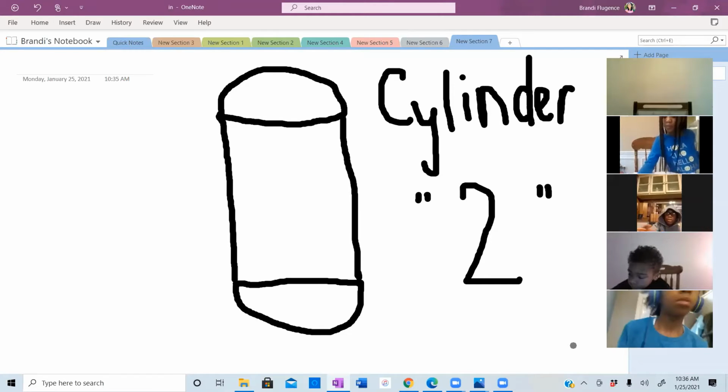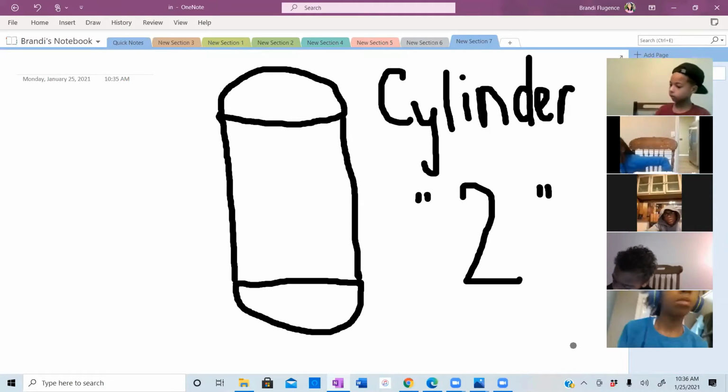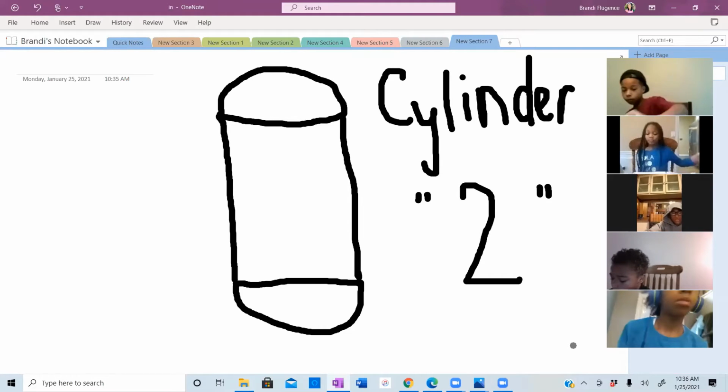I think I made the cylinder a little too long. The cylinder has 2 faces. Okay. And now I need to make the line longer. I got the cylinder and it has 2 faces. My cylinder looks like a swing.